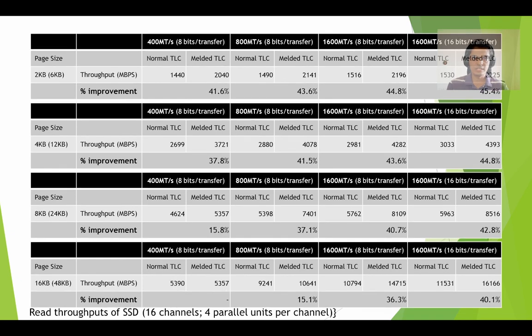Here are the results for an SSD with 16 channels and 4 parallel units per channel. To conclude, we propose the use of melded pages to improve the read performance of workloads that read large amounts of data in a predictable manner. For workloads that use distributed file systems, we can improve the read performance by up to 45%.